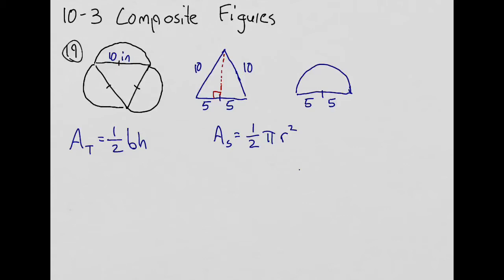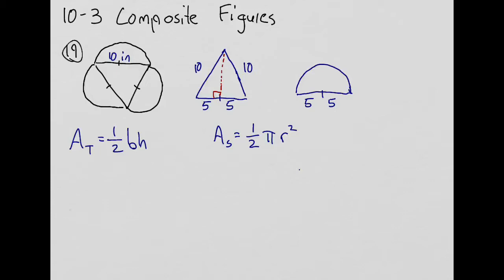So for example, let's take a look at number 19 here. This is a composite figure. We have a triangle in the middle, and surrounding it are three semicircles. So we're going to need to use both semicircle formulas and triangle formulas, and it looks like we're going to have to add them all together to get the area of the entire figure. I drew the figures to the right here.